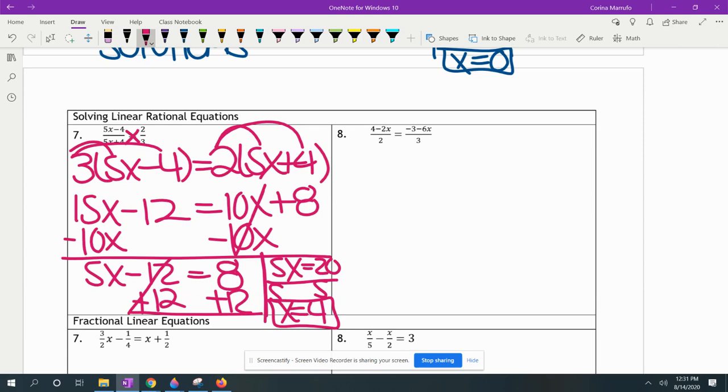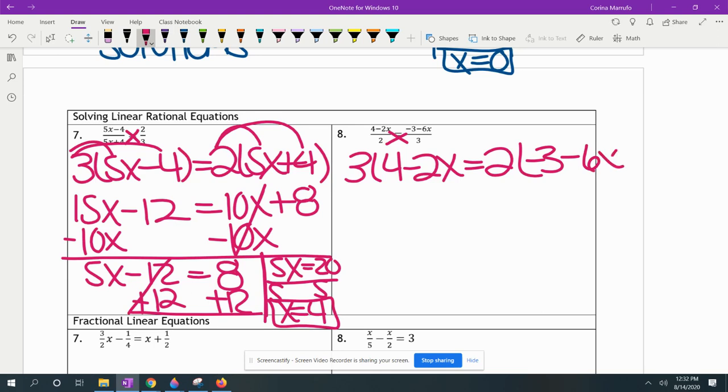Next one. So we're going to do the exact same thing. We have this fraction equal to another fraction, so we can go ahead and cross multiply. So we're going to multiply 3 times 4 minus 2x equals 2 times negative 3 minus 6x. And we follow the exact same steps.